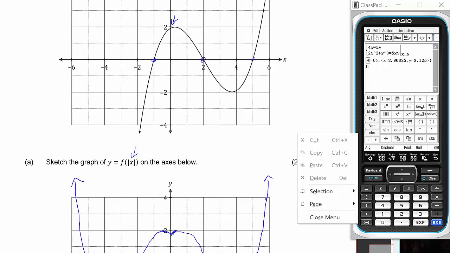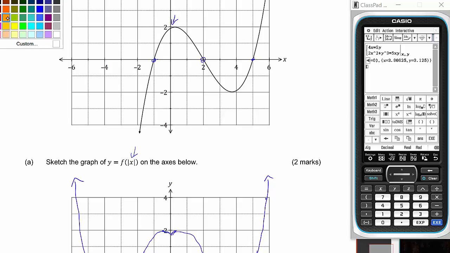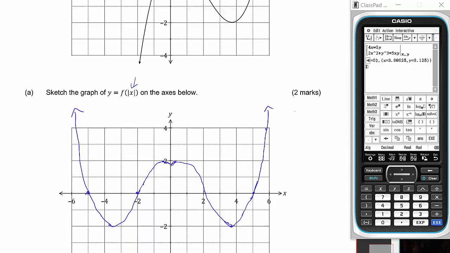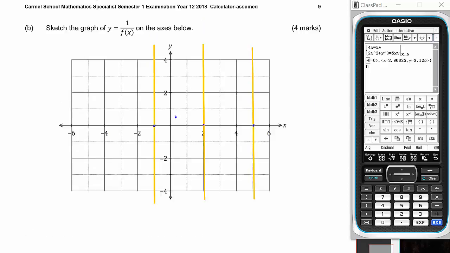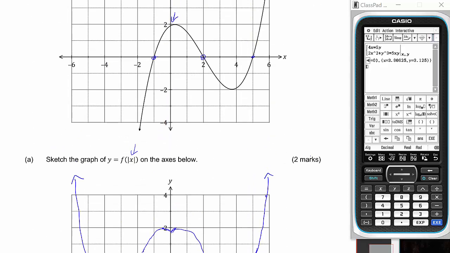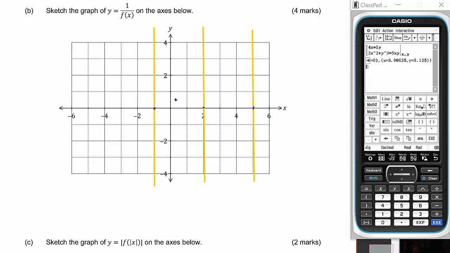So this maximum point here, which is at 2, will become a minimum point of half. So it's going to be about there. And then it comes down to 0, so it's going to go off up there like that.